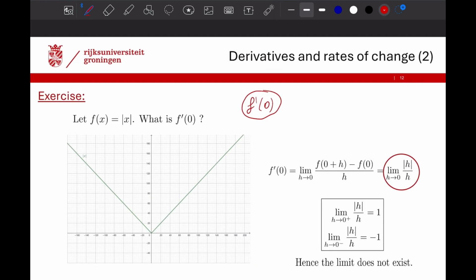Now, we just start by writing our definition. F prime of 0 is equal to the limit as h goes to 0 of f of a plus h, but in this case, our a is equal to 0, because we're trying to find f prime of 0. That's what we're trying to find, right? Minus f of 0 over h. Now, f of 0 plus h is just f of h. And so we plug it in and we have the absolute value of h, minus f of 0, now the absolute value of 0 is simply 0, over h. So we actually have come to this expression right here.